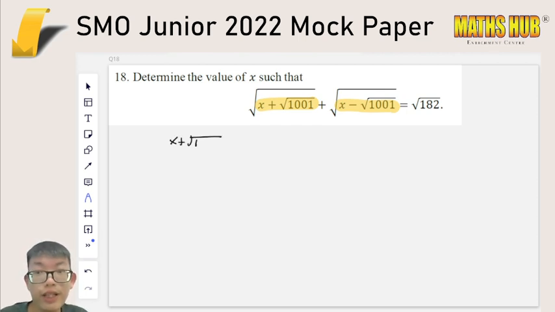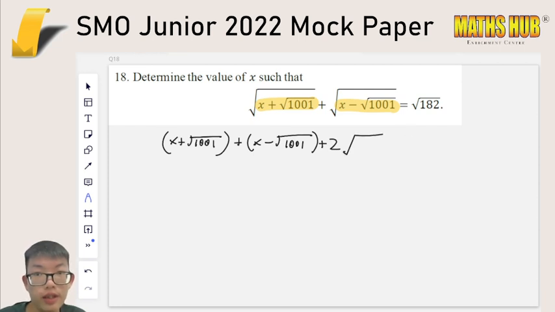Now, when you square the left side, you get x plus square root 1001. You get x minus square root 1001. And then you get 2 times their product. Their product is going to be just pushed into the square root like this. And of course the right side squared is 182.